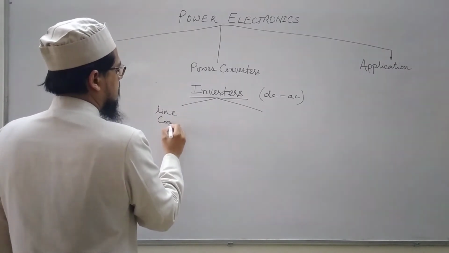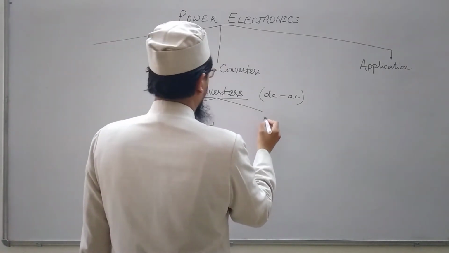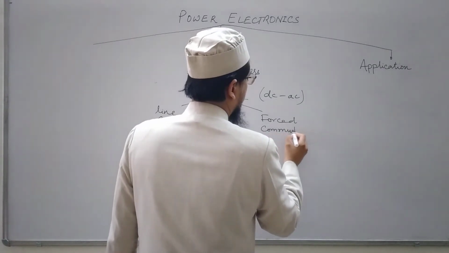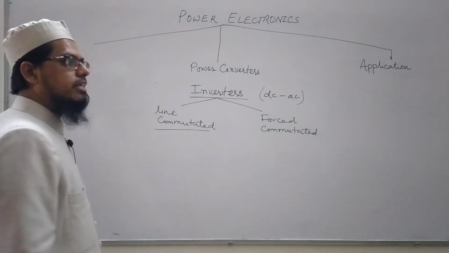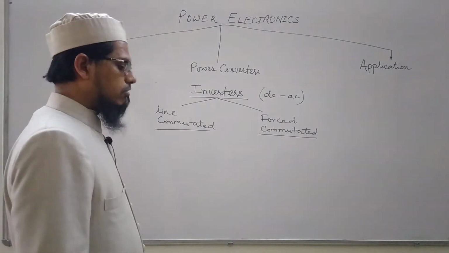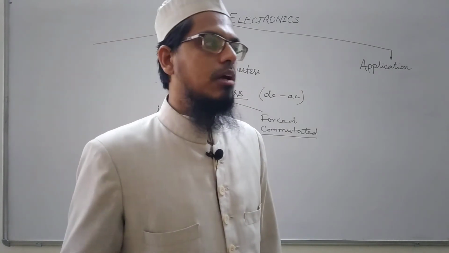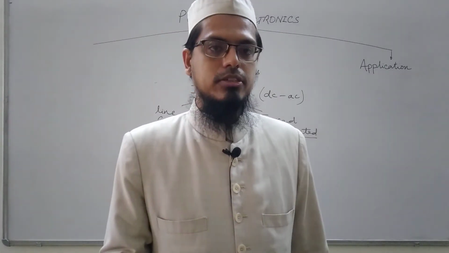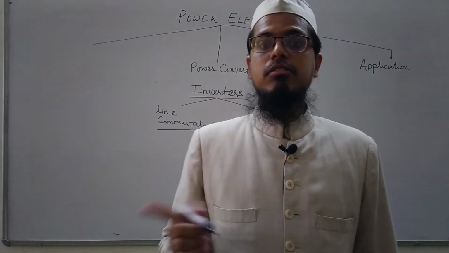Okay. So we can broadly classify it as line commutated and forced commutated. So what is the difference between a line commutated and a forced commutated inverter? Line commutated inverters are basically rectifiers, AC to DC converters, but they operate in the inversion mode of operation. That is the basic difference between a rectifier and a line commutated inverter.